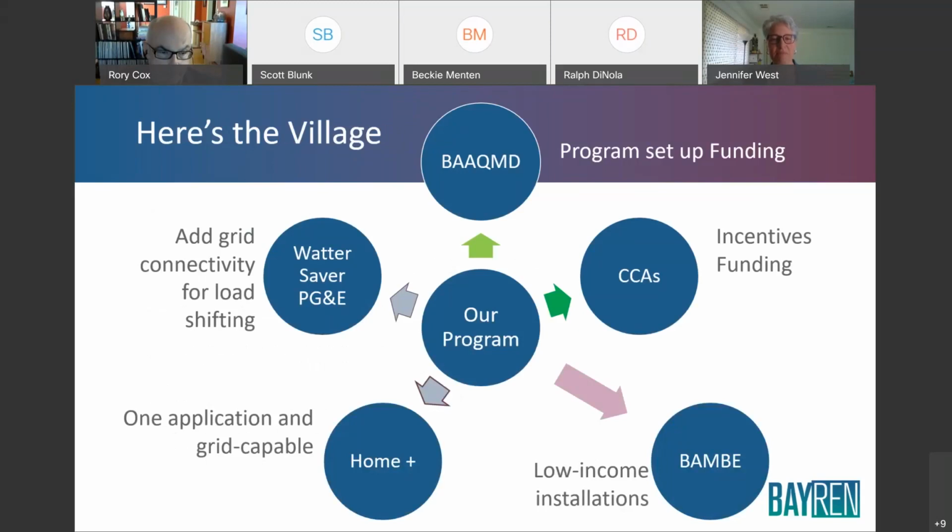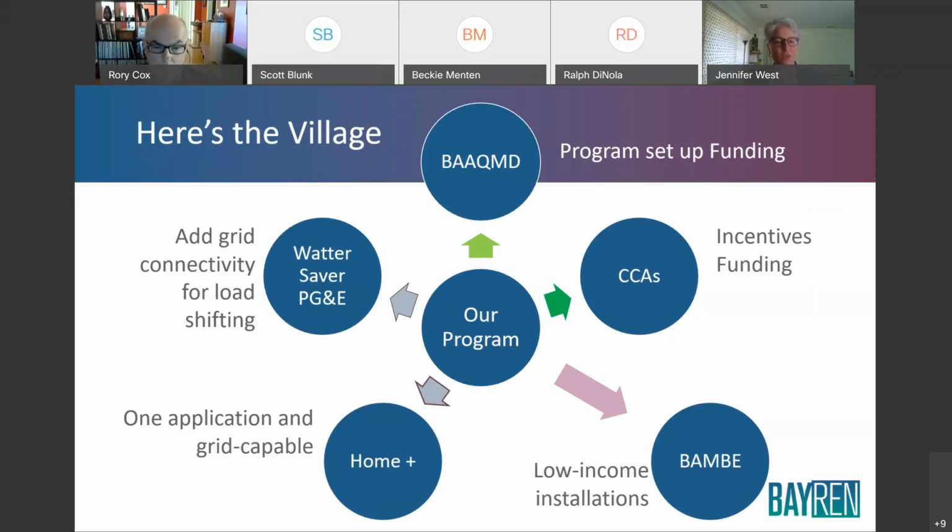Here's our little village. Our program's in the middle here. The Air District funding was critical to set up this program. We didn't have that funding ourselves, so that grant really made it possible. Going clockwise, you'll see the CCAs that are providing the incentives. Bambi is the name of BayREN's multifamily program. That's where the low-income installations are happening, and we were lucky that BayREN's program was ready and interested in allowing our funding from the grant to help fund either the centralized heat pump water heaters, or sometimes it's heat pump technology in a laundry room or a pool heater, etc. I'm going to focus on my next slide on Home Plus and Water Saver.